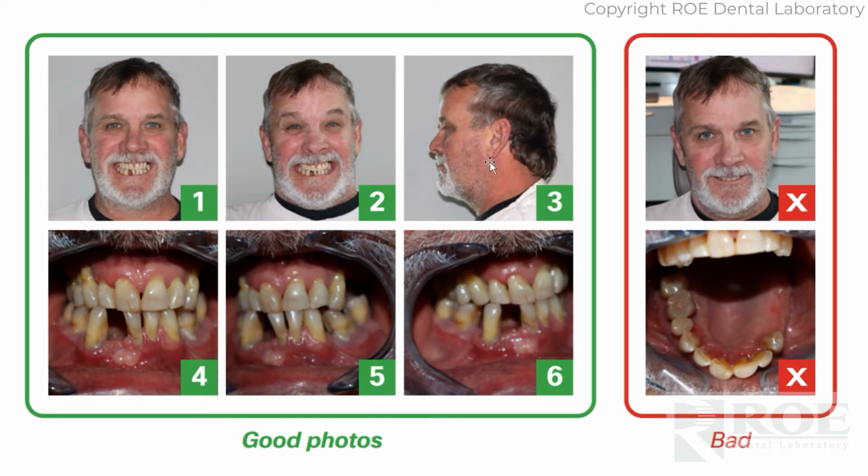We also want these photographs, which is a full face, full smile, a nice smile, and then an exaggerated smile, so we're very careful about transition lines. And then if you're working with a class 2 or class 3, then maybe a profile picture if you think that would help with our setup.